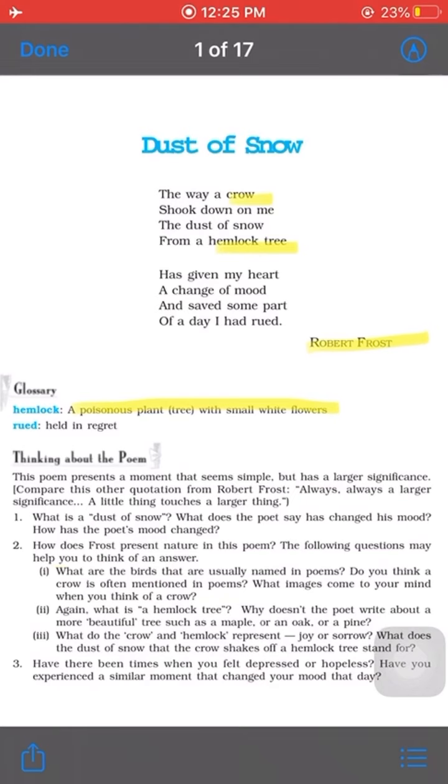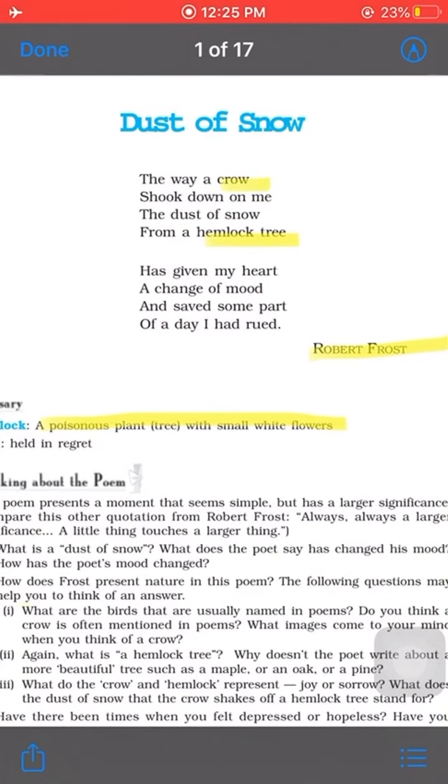and with the movement of the crow the brisk snowflakes that were on the branches of the tree eventually fell onto the poet. As the lines say, the way a crow shook down on me the dust of snow. What is dust of snow? Those snowflakes that were on the branches of the trees. With the movement of the crow, those snowflakes that were on the branches of the hemlock tree eventually fell onto the poet.